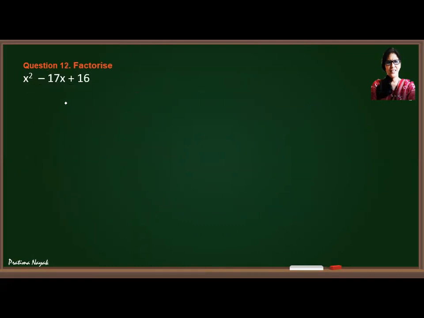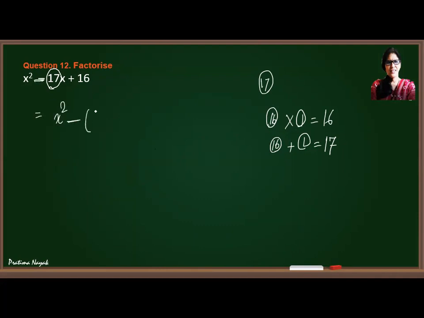Next, x square minus 17x plus 16. So I will split 17. How? Two numbers which, if you multiply, give you 16, and the same two numbers, when added, give you 17. What is it? Certainly it will be 16 into 1. So this is very easy. So I'll write x square. Don't forget this negative sign. It is very important. 17, split this into 16 plus 1, x plus 16.